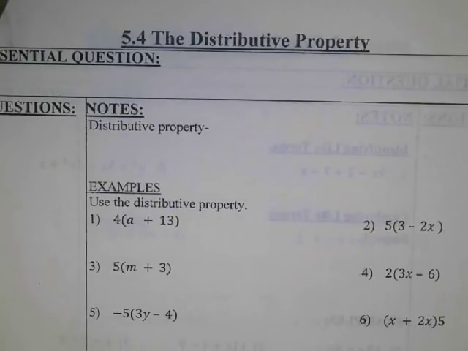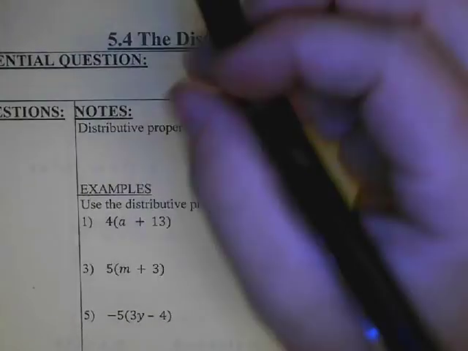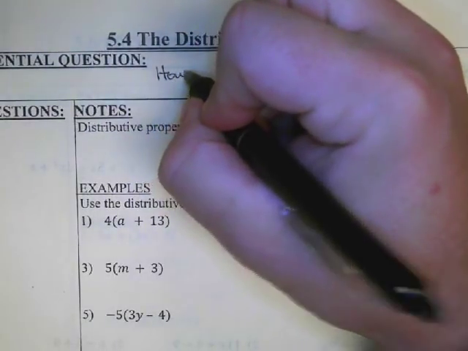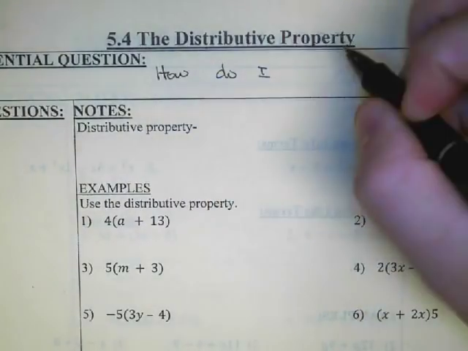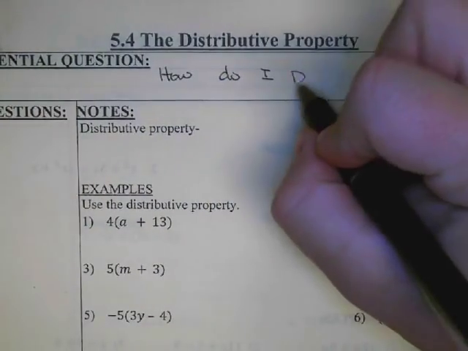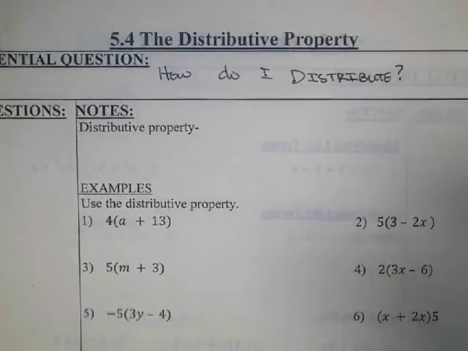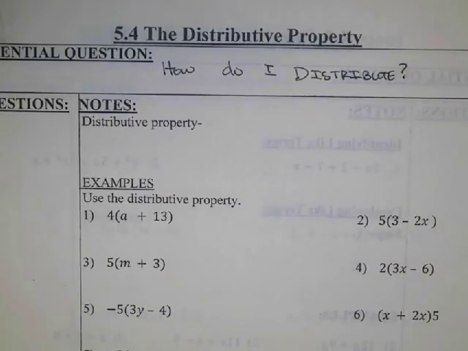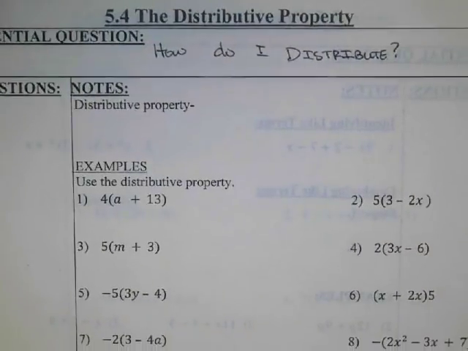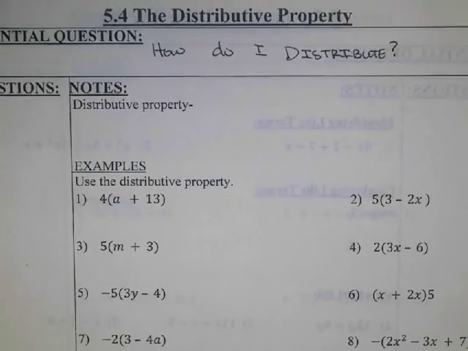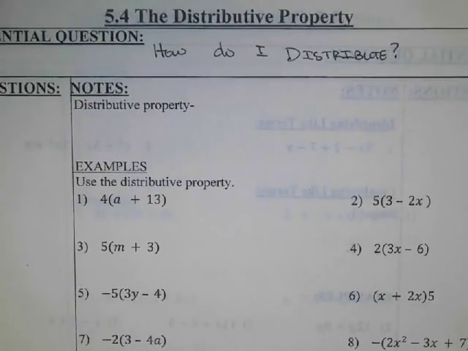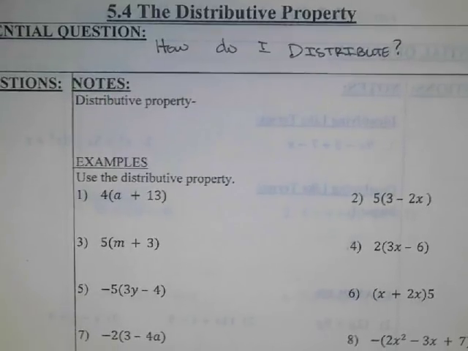In this video, we'll be looking at section 5.4, the distributive property. So first we'll begin by having our essential question, which is pretty simple. How do I distribute? So first we'll need a definition or a process for distributive property.